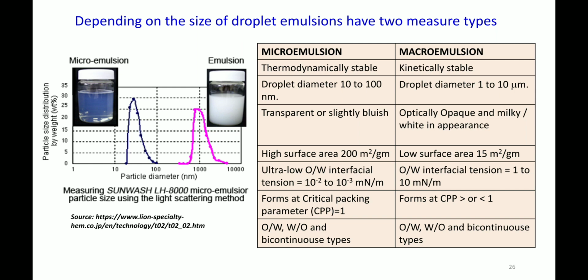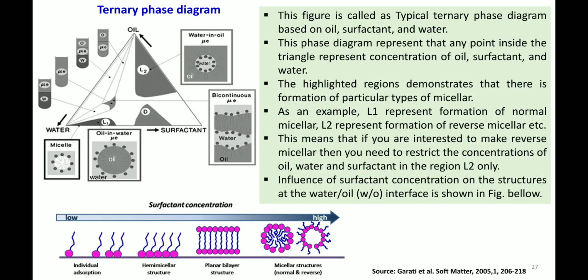The last point is that micro emulsion is present in all three types: oil in water, water in oil, and bicontinuous type. But the macro emulsion is most of the time present only as oil in water or water in oil. So this is the case for the macro emulsion. Now the next point is the ternary phase diagram.